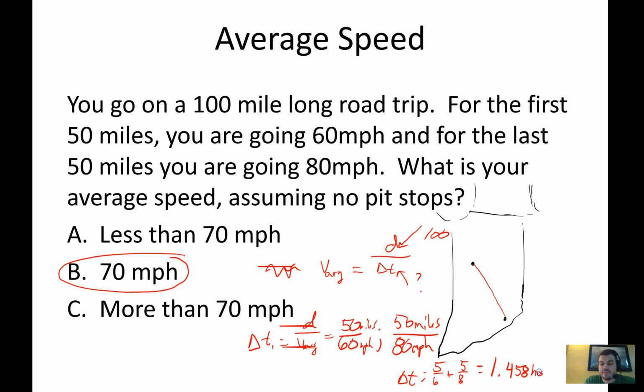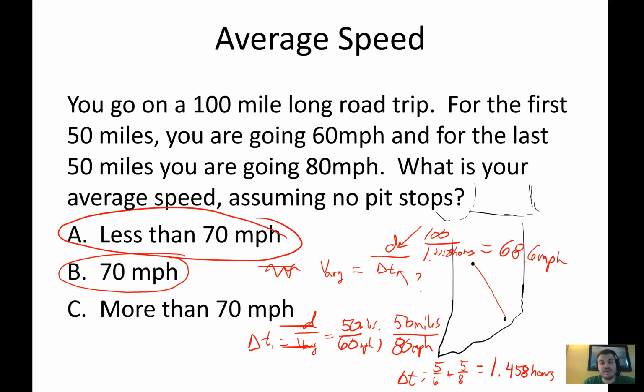1.458 hours for the time it takes me to get there. So if we take this distance of 100 and divide it by 1.458 hours, when we plug that into our calculator, we obtain an average speed of 68.6 miles per hour, which is close to 70, but it is not 70.